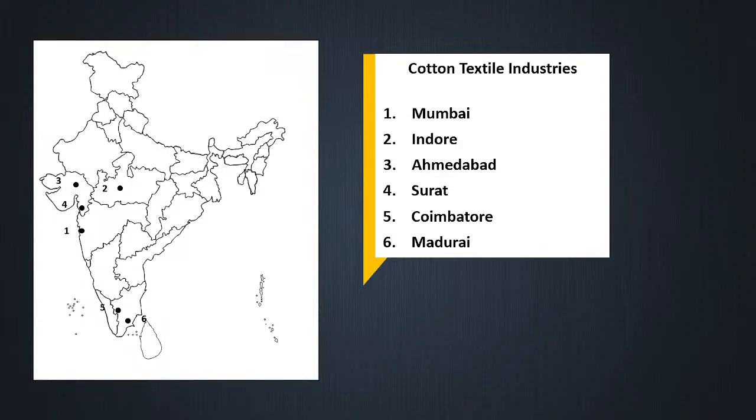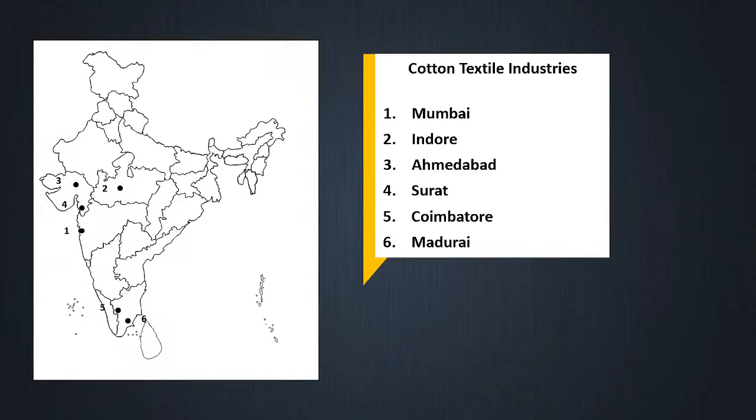Mumbai, Indore, Ahmedabad, Surat, Coimbatore, and Madurai. Okay, tell me, India's first textile mill was started in which of the following place? Answer is Mumbai. ठीक है?